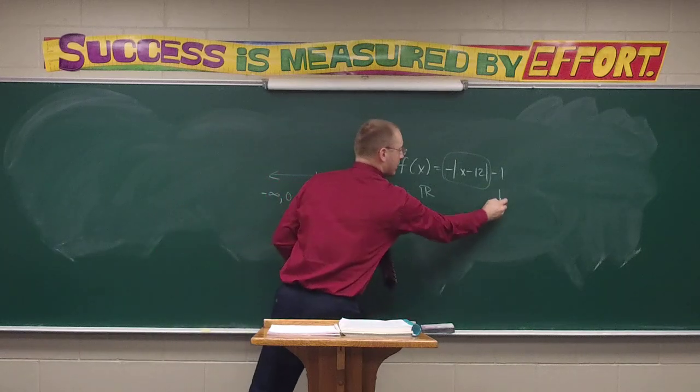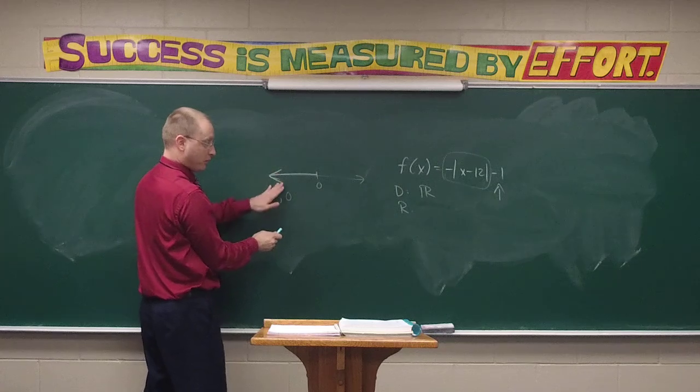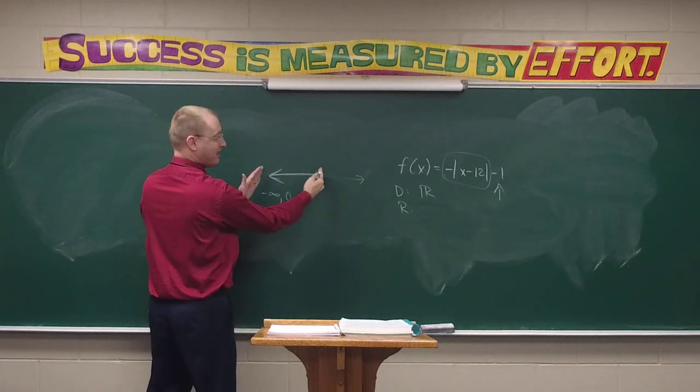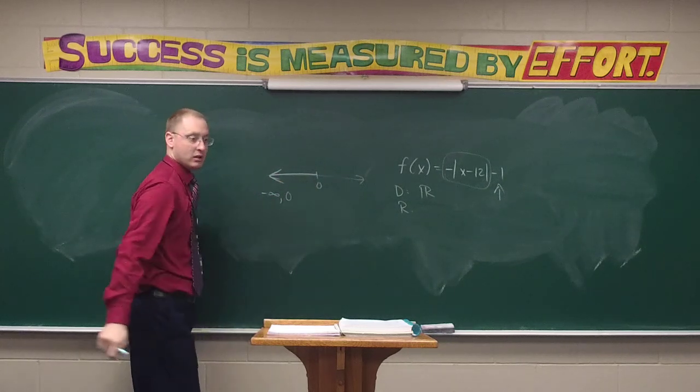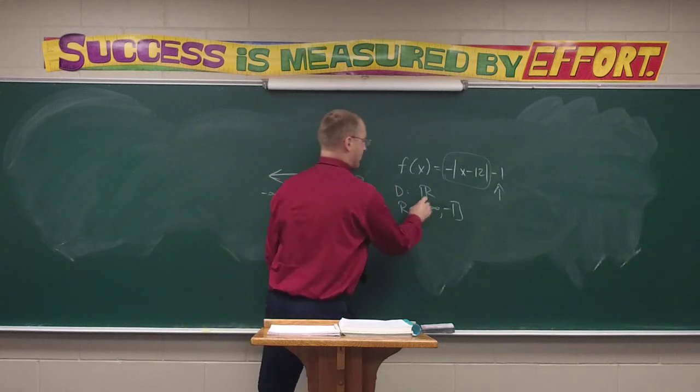But then we said we're subtracting 1 from that. So we've got all of these values. That's my range. But I then subtract 1. Negative infinity to negative 1. There we go. Does that make sense now?